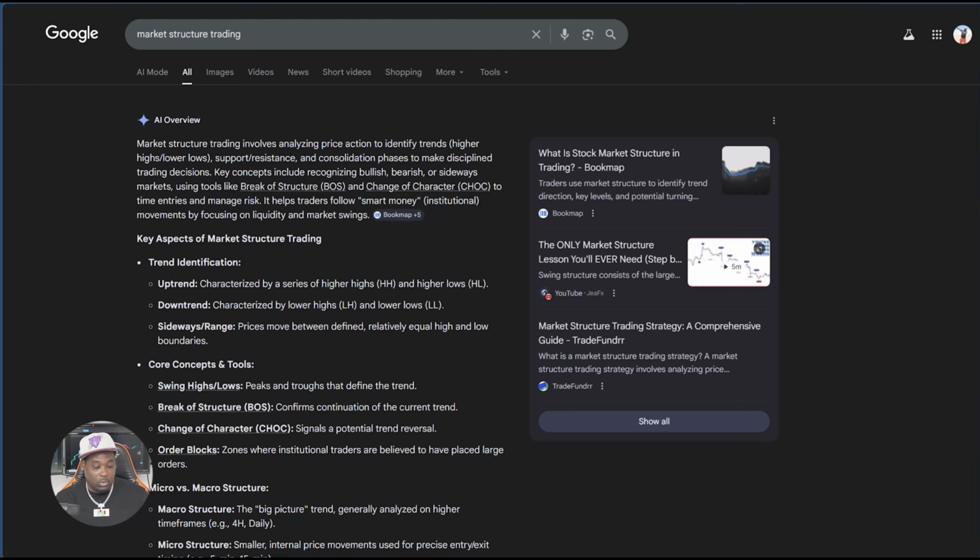All right, so what is market structure? Well, let's go to Google. Google says market structure trading involves analyzing price action to identify trends, higher highs, lower lows, support resistance, consolidation phases to make disciplined trading decisions. So to boil it down, market structure basically is you looking for the direction of the market, okay? It's helping you understand what's happening now, okay?